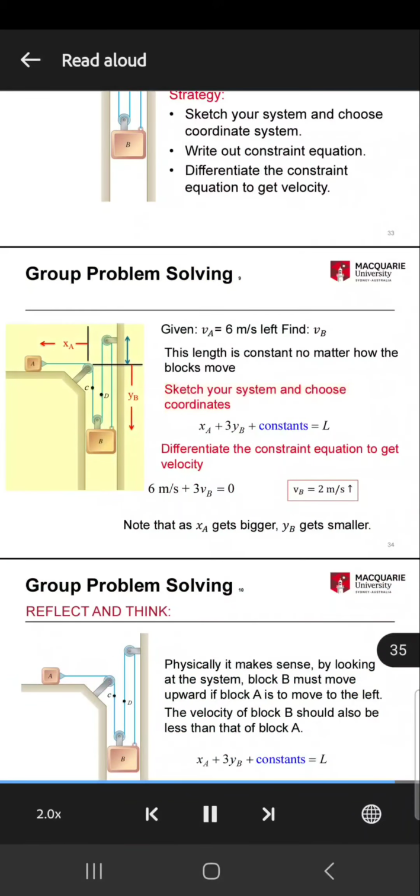Group problem solving 9. Sketch the system and choose coordinates. x_A is the horizontal distance from the first fixed pulley to block A, y_B is the vertical distance from the same pulley to block B. Differentiate the constraint equation to get velocity.